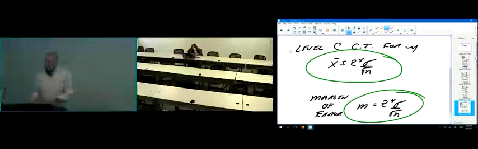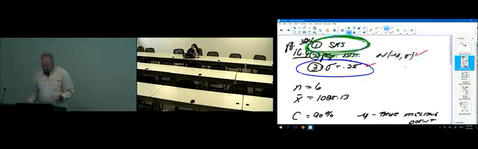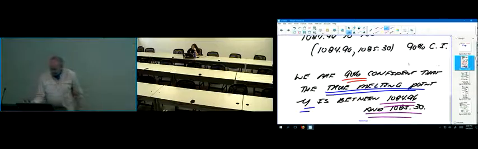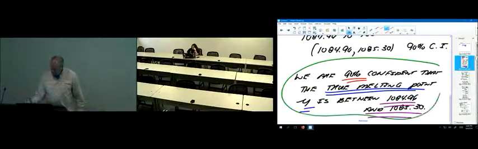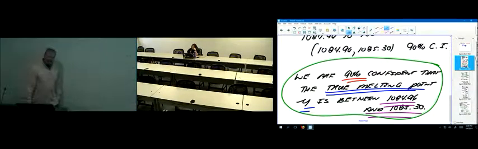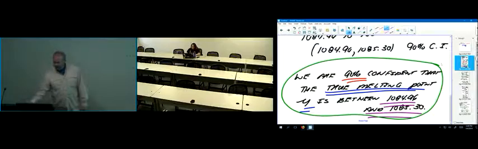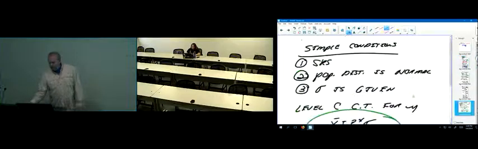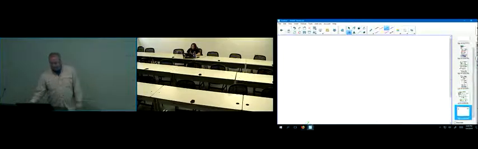And then, you remember this little statement back here? Please pay attention to this part. We are 90% confident. We're level C confident that the mu that you're trying to estimate is in the interval that you calculate. That's the other thing to be able to do. Make that statement.